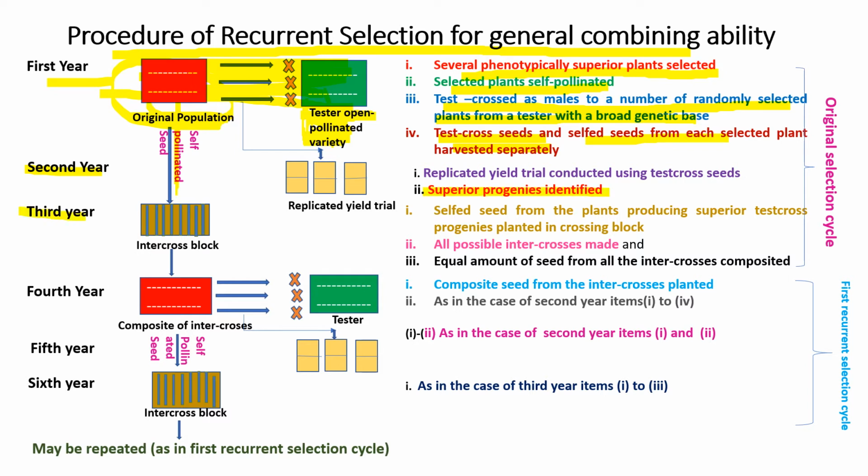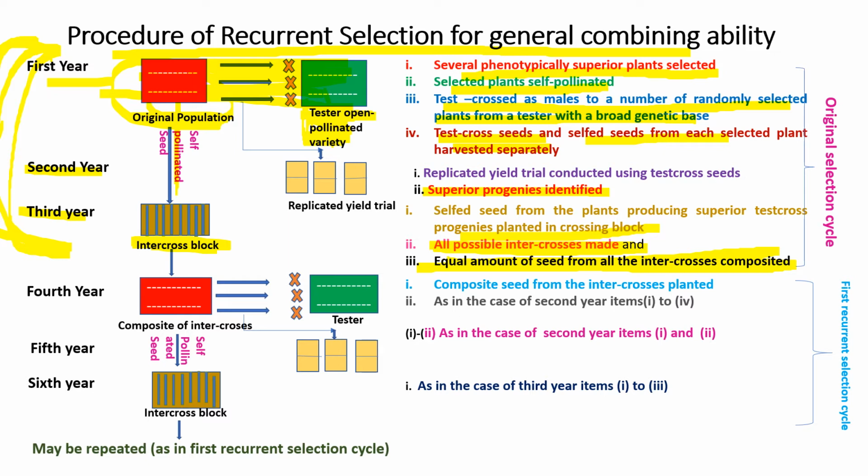Now in third year, intercross blocks are made from self-pollinated seed of original population and superior progeny from the test cross. In third year, self seed from the plants producing superior test cross progeny are planted in crossing block. All possible intercrosses are made, and equal amount of seed from all the intercrosses are composited. This is the original selection cycle, first to third year.